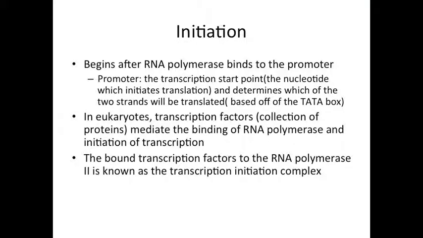The first part of transcription is initiation, which begins after RNA polymerase binds to the promoter region on the DNA. The promoter region consists of the transcription start point, which is a set of nucleotides which initiates transcription and determines which of the two strands will be transcribed. Which strand is transcribed is determined by the TATA box. The side which has the most adenine and thymine nucleotides on the 5' region of the DNA will be transcribed.